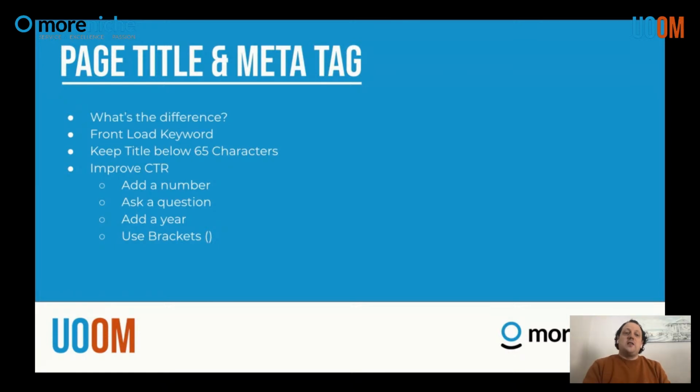We know that click-through rate is an important ranking factor. So if somebody searches for a keyword, goes to your site, clicks onto it, that is a really good indication to Google that your piece of content is answering their query. So we want to improve the click-through rate as much as possible. And there's a number of ways that you can do that with the page title.